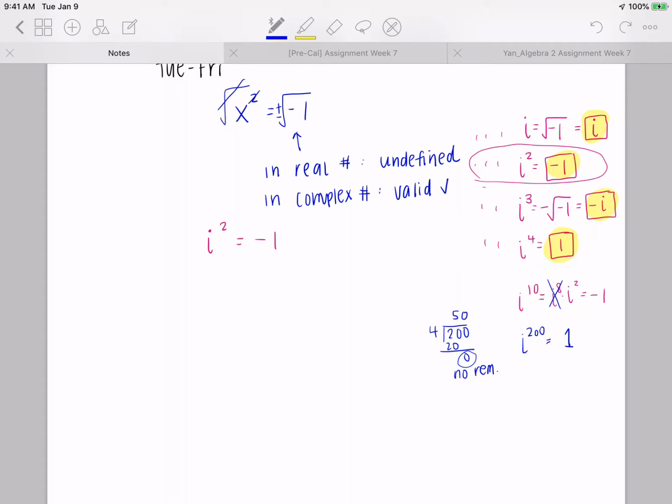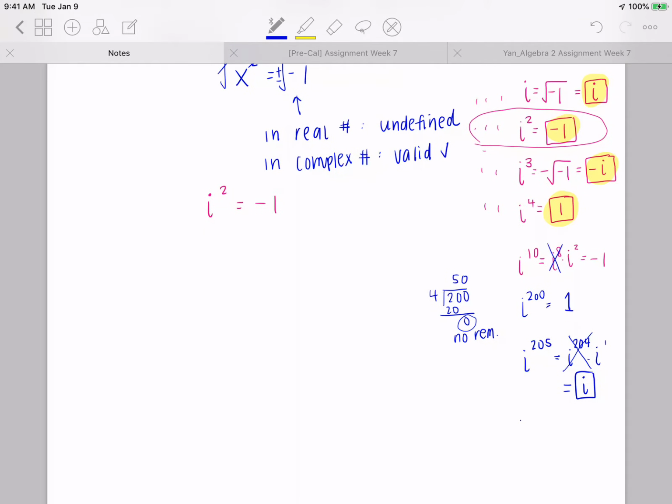Okay, so let's look at another question. Let's do i to the 205. Is 205 a multiple of 4? If 200 is a multiple of 4, the next number that's divisible by 4 would be 204, right? So that means my remainder would be just i to the first power. So what's i to the first power? It is just i, because the rest goes away.